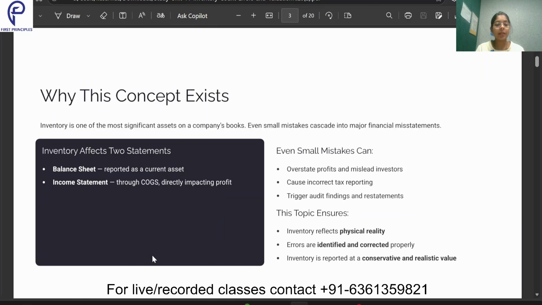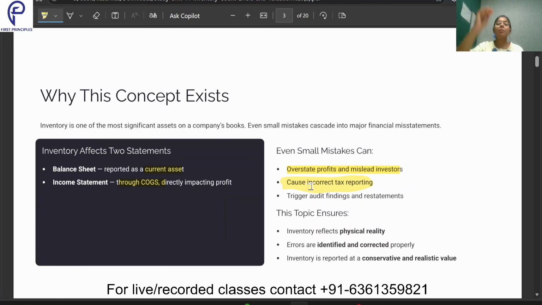In the balance sheet, it is reported as a current asset. And in the income statement, how is it going to impact? Through COGS, through cost of goods sold, directly impacting the profit. So even small mistakes can overstate the profits and mislead the investors, which can cause incorrect tax reporting. Why? Because if my cost of goods sold is understated, say it should be 800 but I am showing it as only 600, my profit is going up. If my profit is going up, I am paying more taxes, so the tax reporting is also not correct, and this triggers audit findings and restatements.